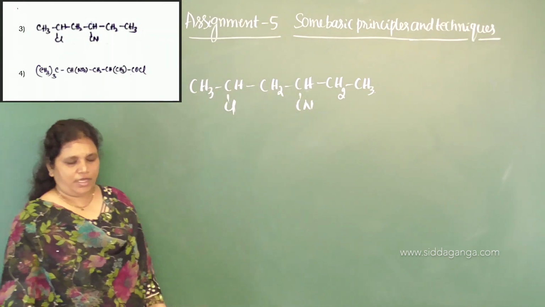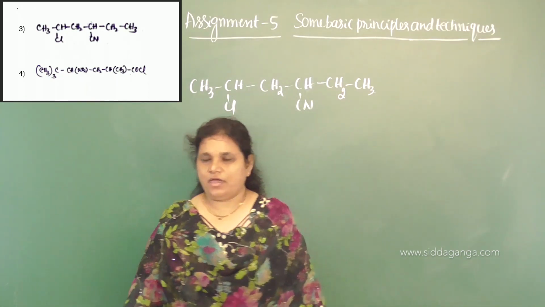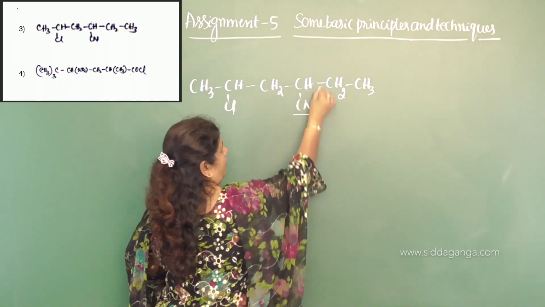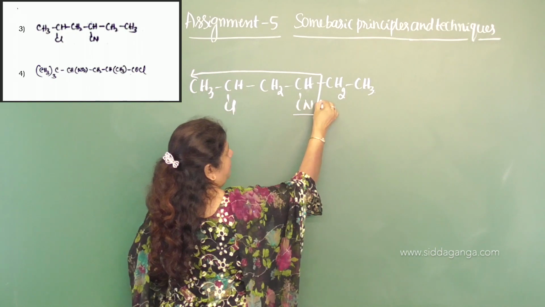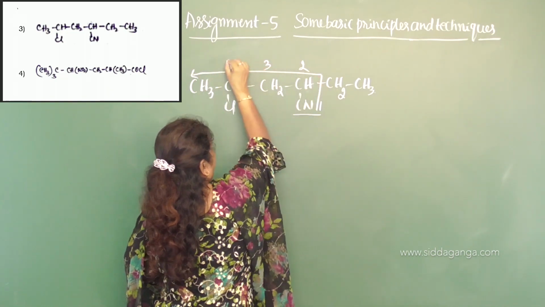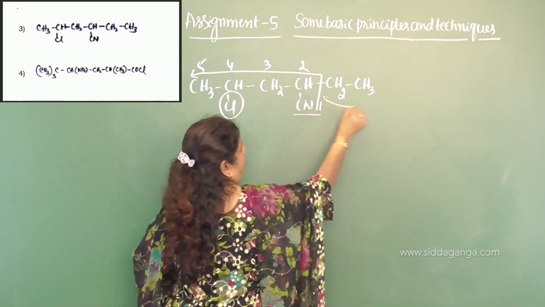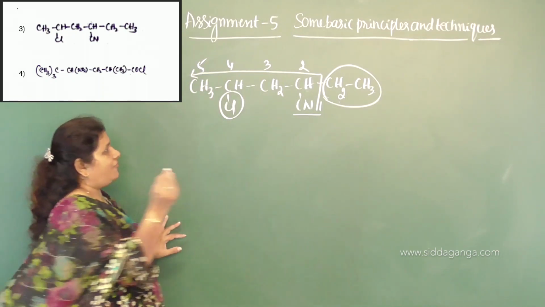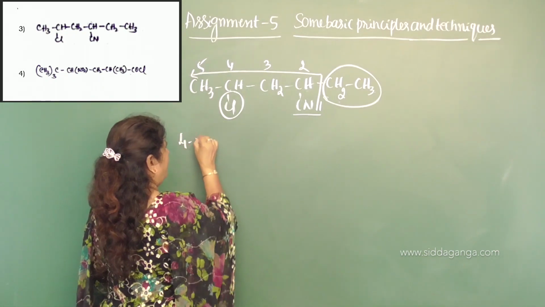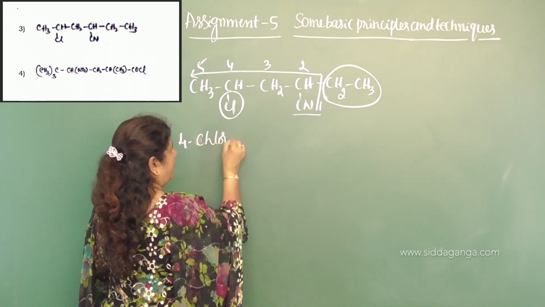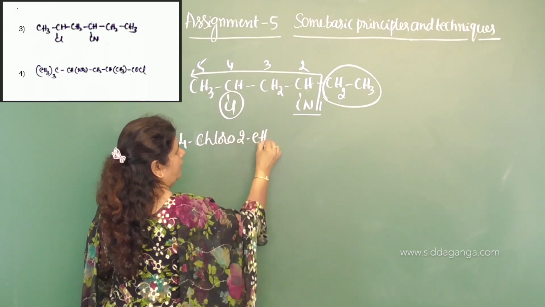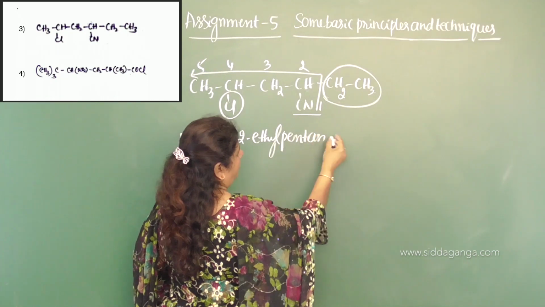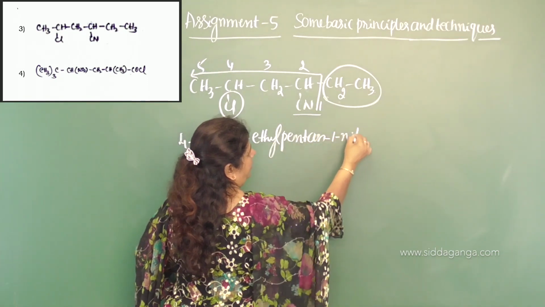Now, you select the chain containing the functional group first and identify the functional group here, which is the cyanide group. Therefore, you need to select this chain, and what is the number? 1, 2, 3, 4, 5, and we have 2 substituents. One is chloro, another one is ethyl. You need to arrange them in alphabetical order. Then what is the name? 4-chloro, correct. Then 2-ethyl, root word is pent, ane because no double bond, 1-nitrile.